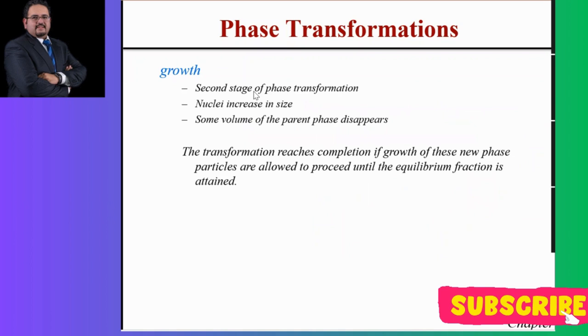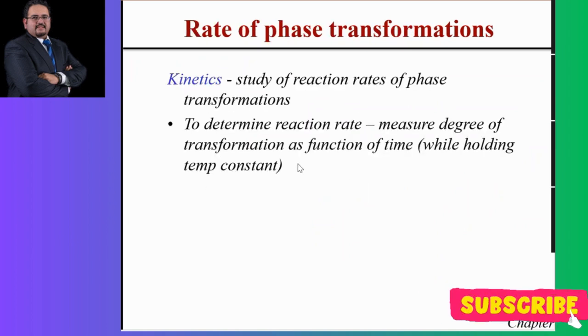Then the second stage of phase transformation is called growth. So nuclei start increasing in size, and that is basically called growth. The transformation reaches completion if growth of these new phase particles is allowed to proceed until the equilibrium fraction is attained. So till you reach the equilibrium, these nuclei will grow, and eventually it will start giving you a new phase. Okay, so that's something which is there.